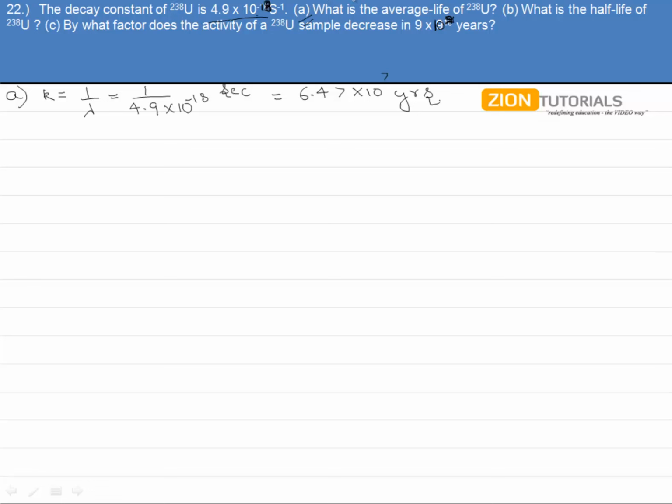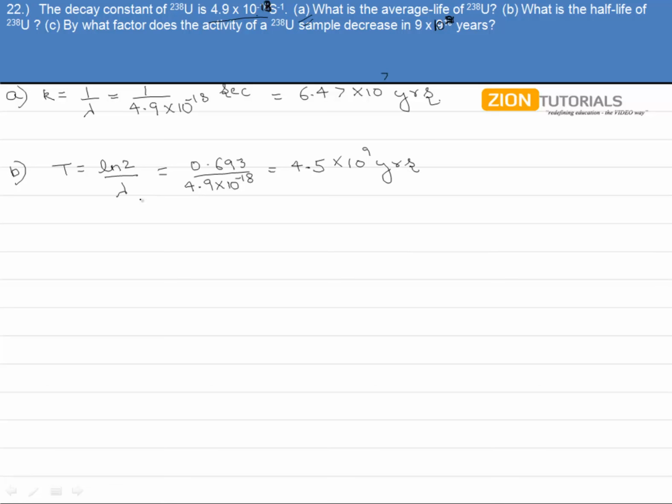Proceeding to the next part, what is the half-life of U238? That is the B part. Half-life, capital T, we all know is ln2 by lambda. Putting the values over here, we get 0.693 upon lambda, that has been given as 4.9 × 10^-18, giving us a value of 4.5 × 10^9 years.